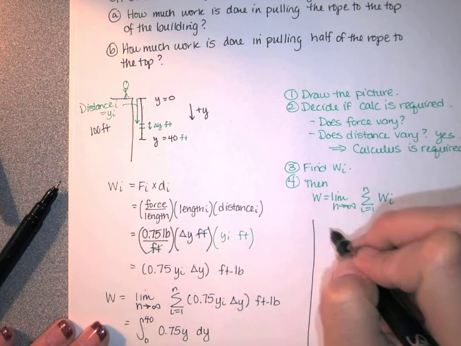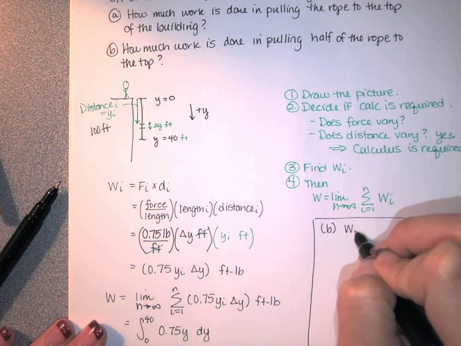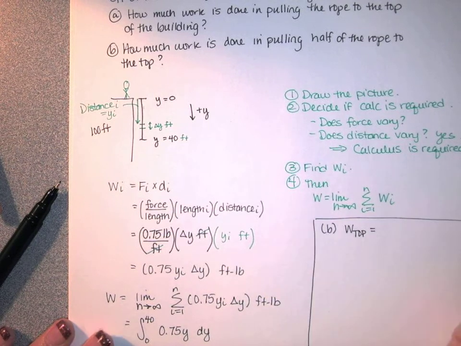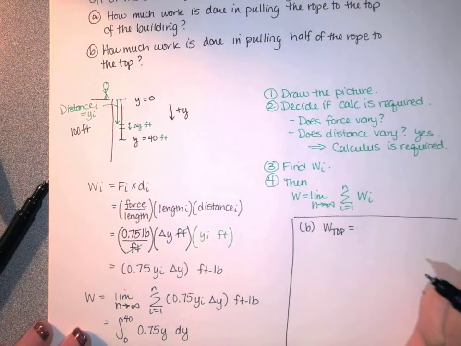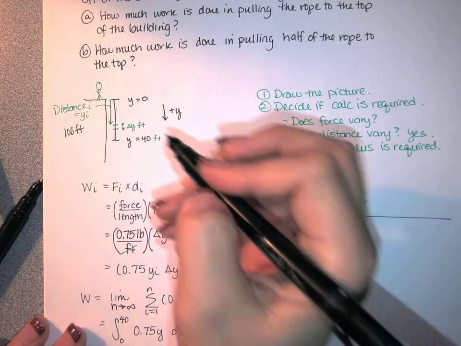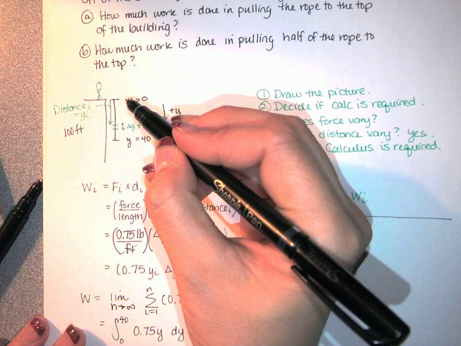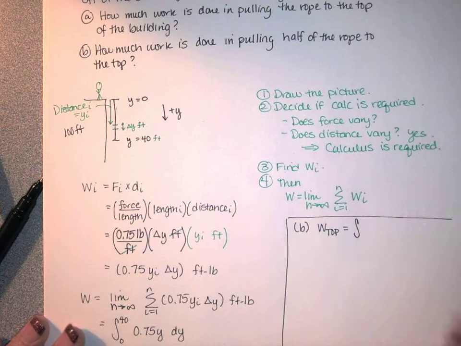So for part B, the work to move the top 25 feet of that rope is going to be the integral, I said the top 25, the top half of the rope, and that's from y equals 0 to y equals 20.